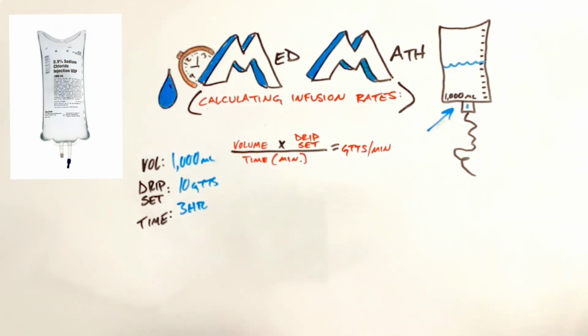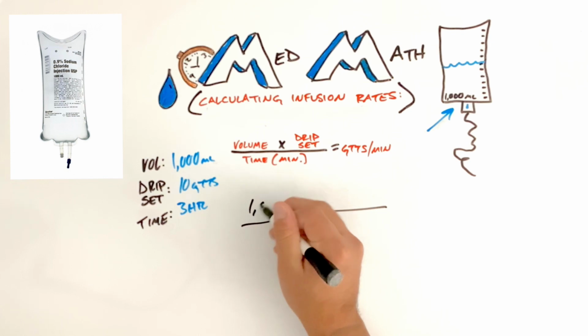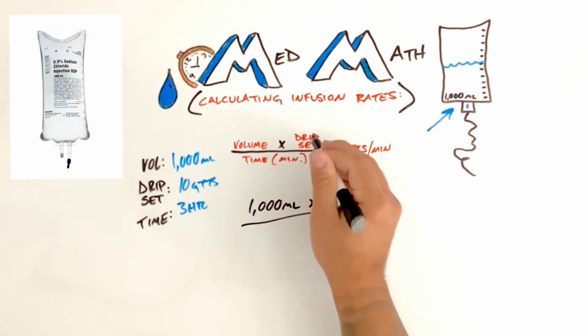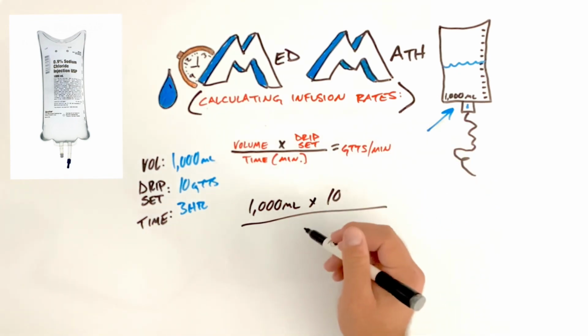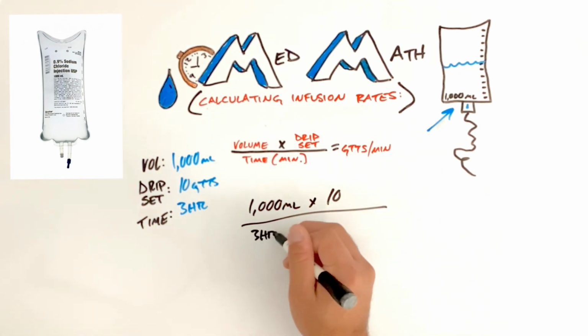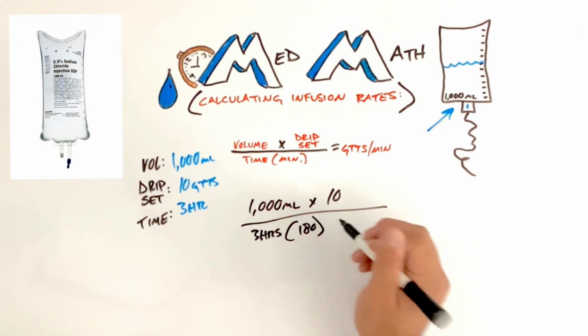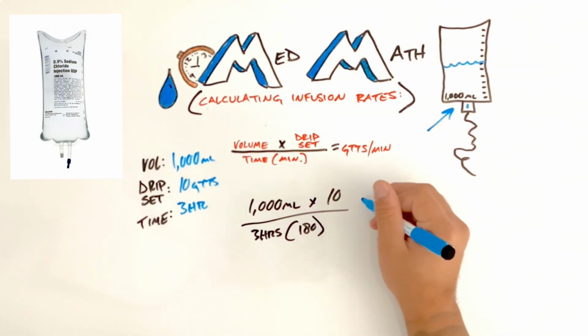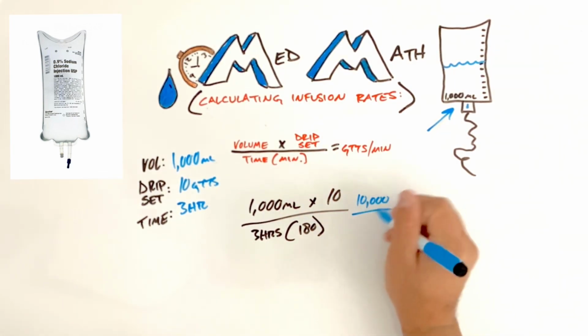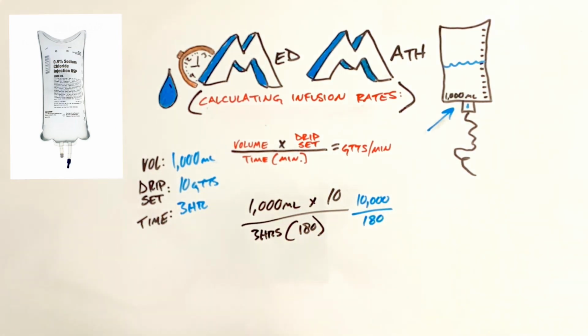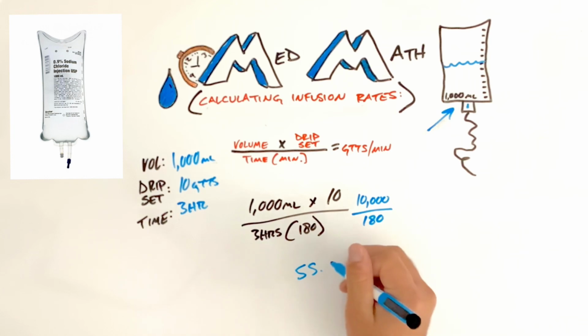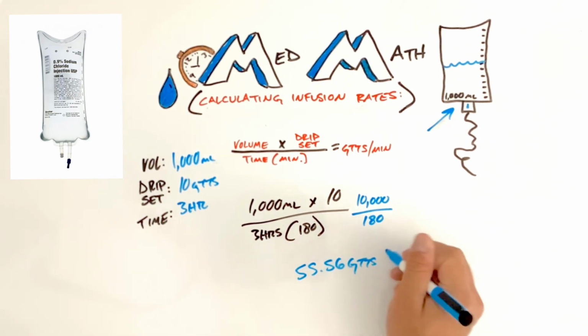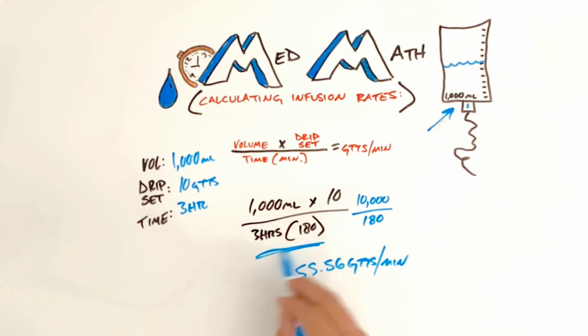So let's plug it in real quick. If we plug it into our equation, we have our 1,000 mLs, we have our drip set, which is our 10 drop set that we're using, and then the time is going to be 3 hours, but we know that's 180 minutes. So that's important. So let's do 1,000 times 10. That's going to give us 10,000. We're going to divide it by our 180, and that's going to give us 55.56 drops per minute. And that's going to achieve that 1,000 mLs in that 3-hour time frame. Pretty simple.